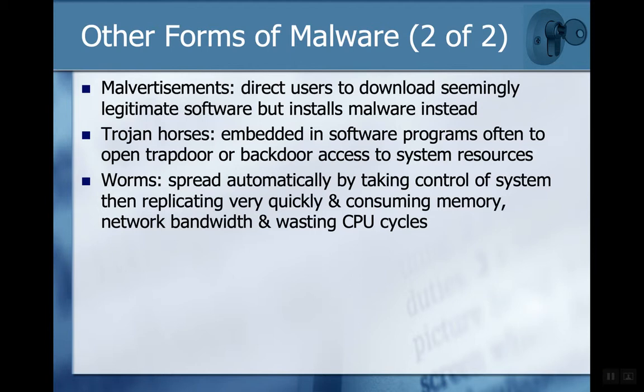Malvertisements. The idea is free software, which may be free software, but could also be contaminated software. Trojan horses. The idea of something embedded in a program that once it gets in, will establish things like trapdoors, which give an attacker ongoing, sustained access to a machine. Worms, basically spreading automatically, taking control of machines. There are a lot of variants around these types of malware.